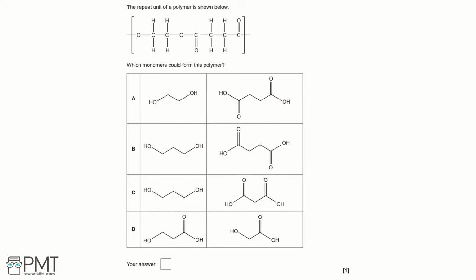The repeat unit of a polymer is shown below. Which monomers could form this polymer? Firstly, let's look at the functional group of this polymer. So the functional group of this polymer is our ester link. That means we're going to need a dialcohol and a dicarboxylic acid to form our polyester.